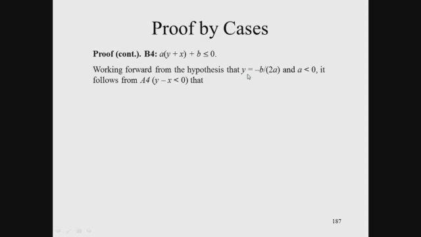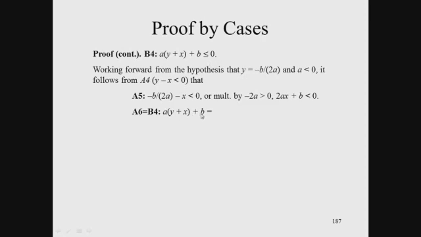We're going to work forward from the hypothesis that y is equal to minus b over 2a and a is negative, and from A4, which in this case is y minus x is negative. So here's some algebra. Let's replace y by minus b over 2a, and that has to be negative. And again, multiply through by minus 2a, which is still positive because a is negative, so minus 2a is positive. And you get 2ax plus b is negative. And now, as a forward step, I'm going to start with the left-hand side of B4 and make it less than or equal to 0.